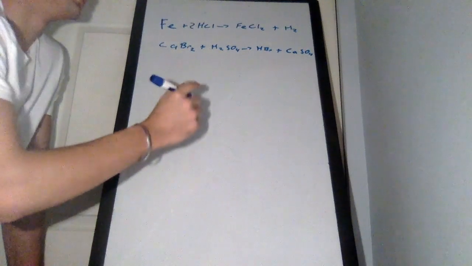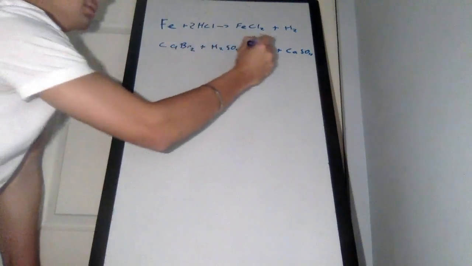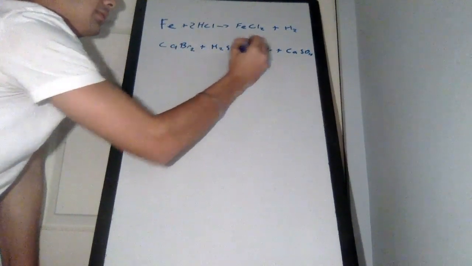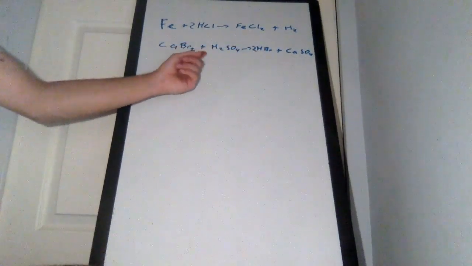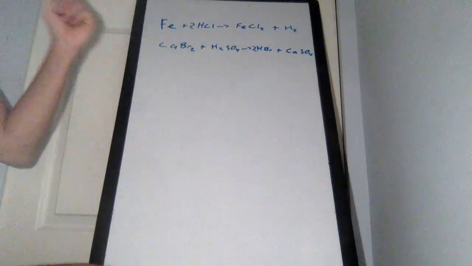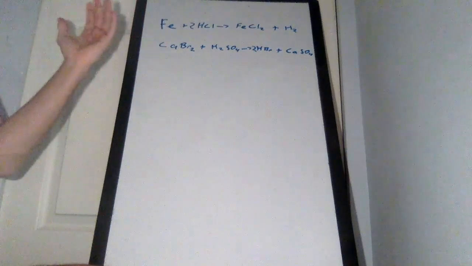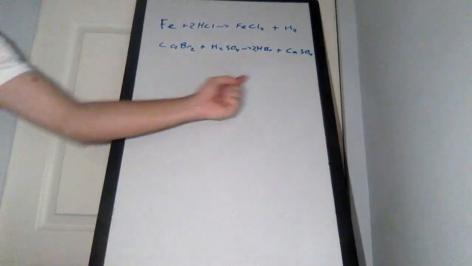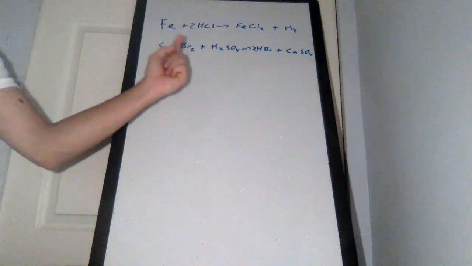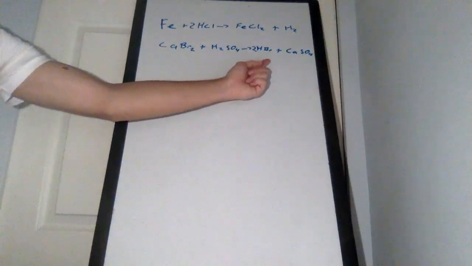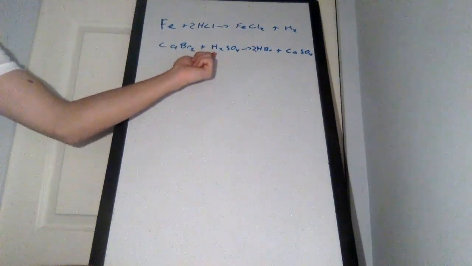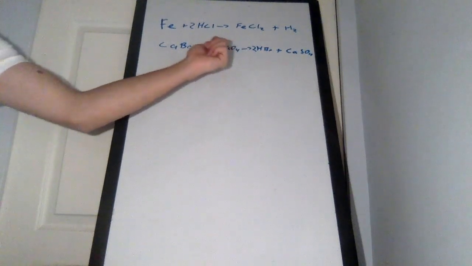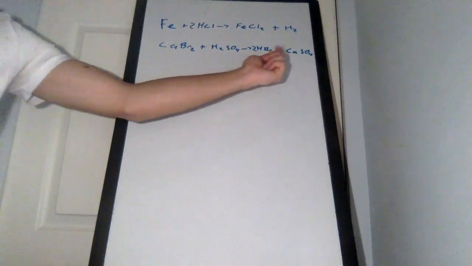Alright, so let's start off with the Brs. So we put a 2 here. That also solves our H problem. So now check your answer once you're done. So 1 Ca, 1 Ca, 2 Brs, 2 Brs, 2 H's, 2 H's, 1 SO4, 1 SO4.